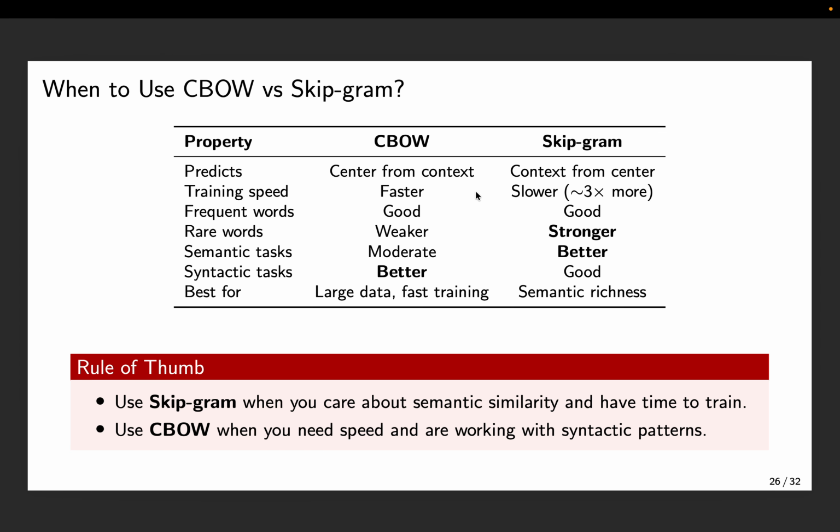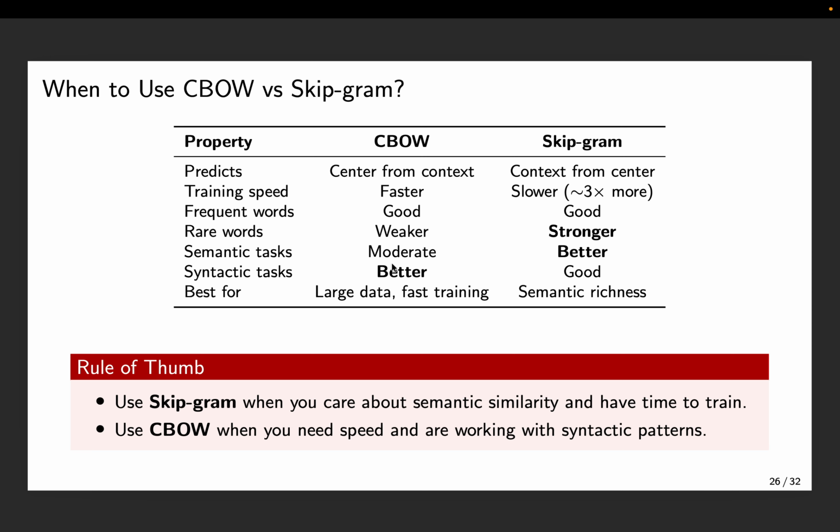For frequent words, both do well. For rare words, skip-gram is significantly better. This is because skip-gram makes many predictions from each word, so even if a word appears rarely, it still gets many gradient updates. Continuous bag of words, by averaging context, dilutes the signal for rare words. On semantic tasks, skip-gram is better, as we saw in the results, and on syntactic tasks, continuous bag of words is slightly better.